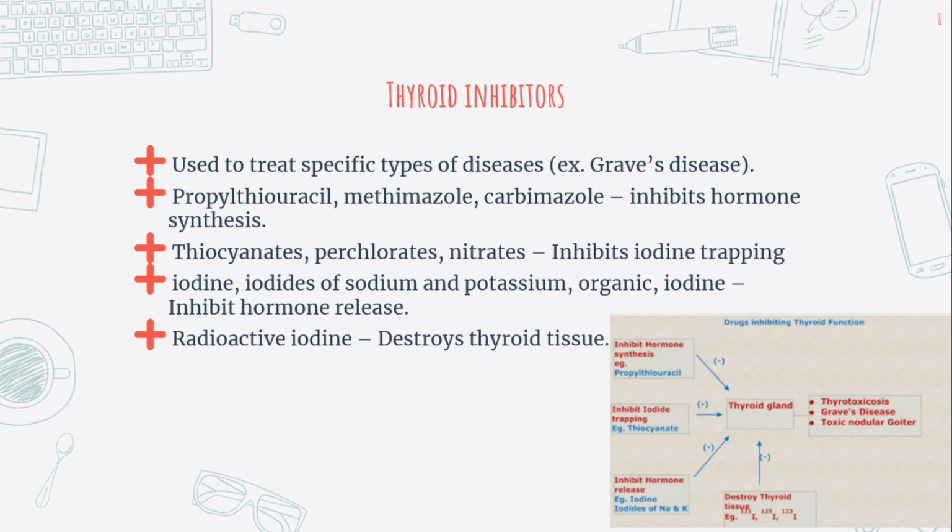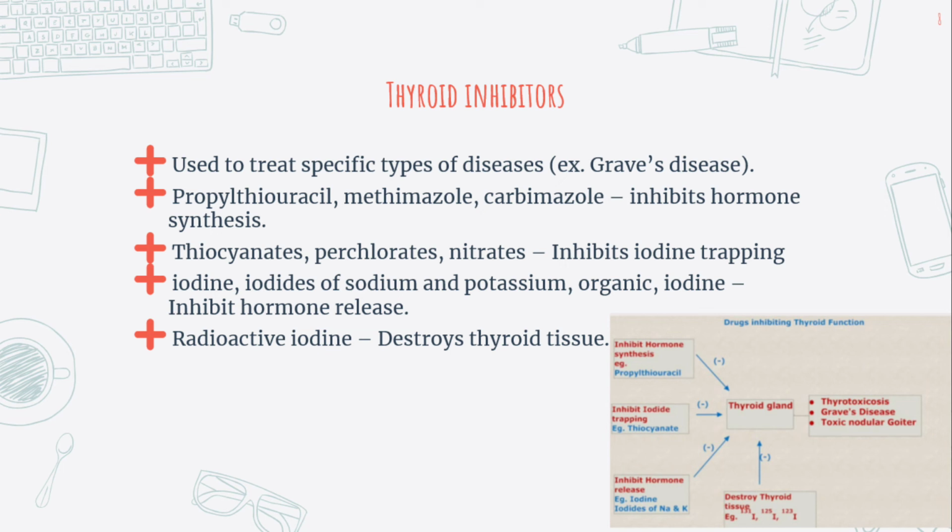What are they? So these inhibitors are useful for treating specific diseases. For example, antithyroid drugs are useful in treating Graves' disease. Graves' disease is known as a type of autoimmune disease that damages the thyroid gland. It is the result of the overproduction of thyroid hormones.